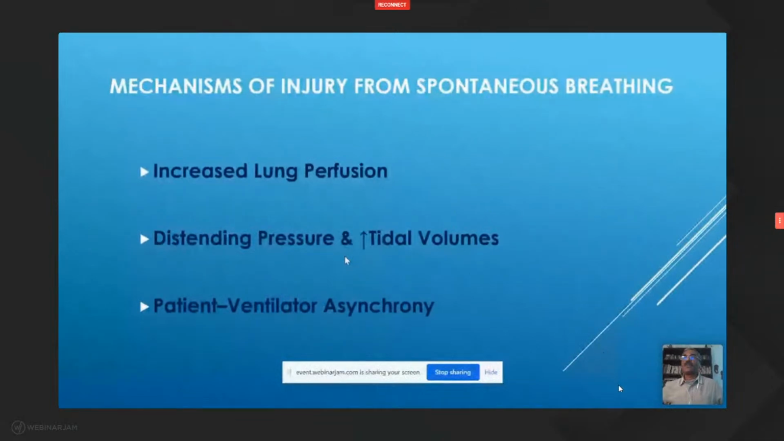So one is increased lung perfusion, increasing distending pressure and increased tidal volumes, and patient-ventilator asynchrony. This second part probably happens primarily in patients who are on the ventilator and breathing spontaneously with ARDS. In positive pressure ventilation, if you are giving a positive airway pressure of about, say, 30 centimeters of water, the pleural pressure is usually about, suppose, 10 centimeters of water. The transpulmonary pressure is this minus this, which is about 20 in this case. And the pulmonary capillary pressure is about 20.